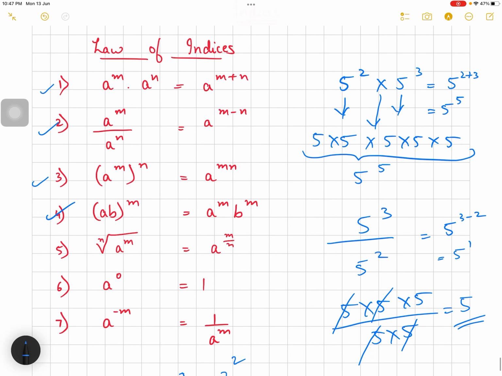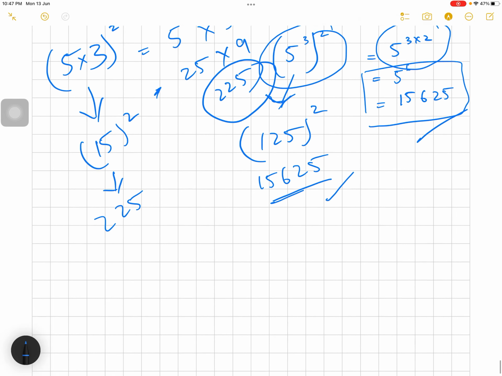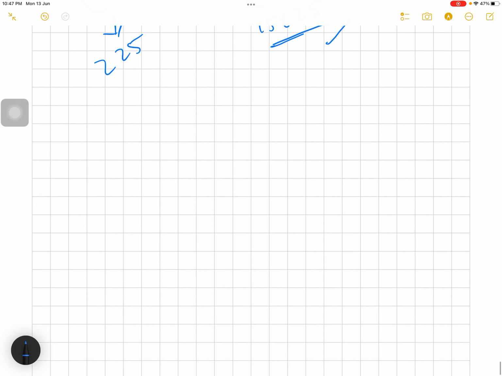Now the next one, which says the nth root of a raised to m is equal to a raised to m by n. Here I can't prove it exactly. Suppose I'm writing square root of 5. I can write this like this also: 5 raised to 1 by 2.